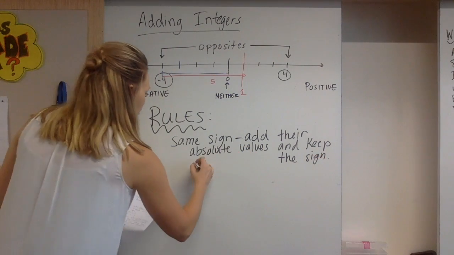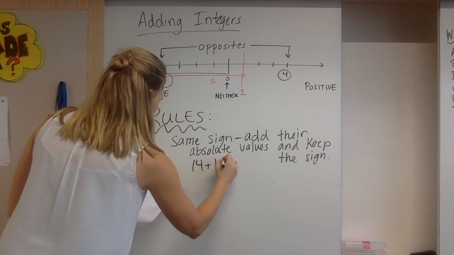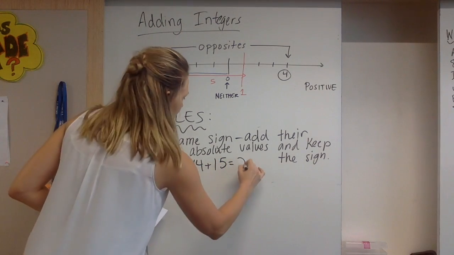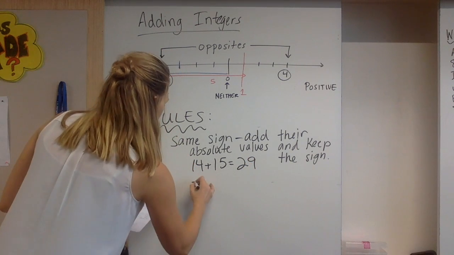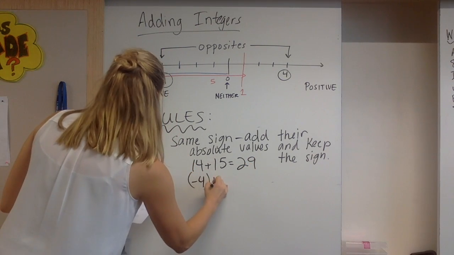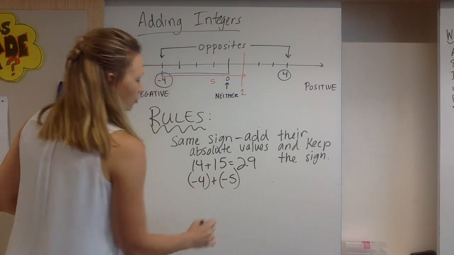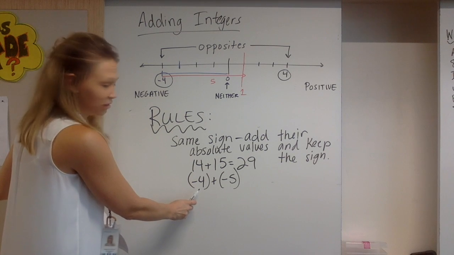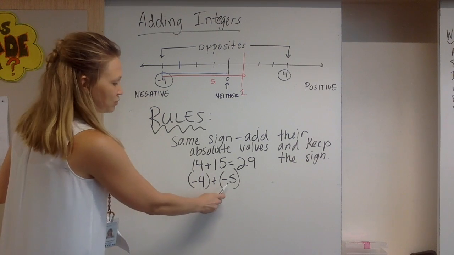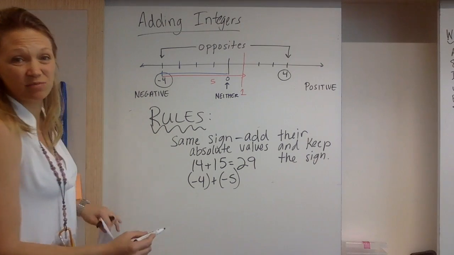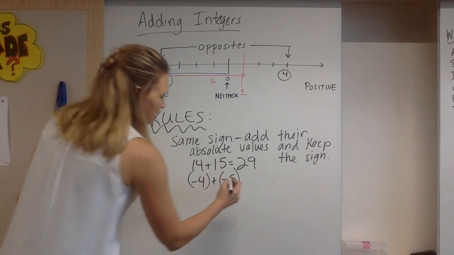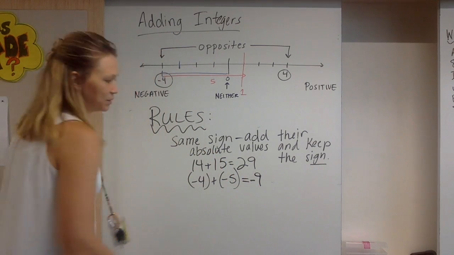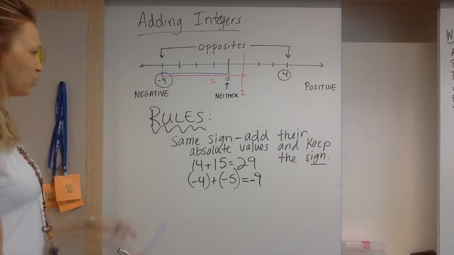So for example, 14 plus 15 is what? What's 14 plus 15? 29. Okay? And then you have -4 plus -5. Just add their absolute value. What's the absolute value of -4? 4. That's how far it is from 0. What's the absolute value of -5? 5. That's how far it is from 0. So it's easy. 4 plus 5 is 9. Now it says keep the sign. They're both negative, so it'll be -9. Okay, so I think that makes sense.